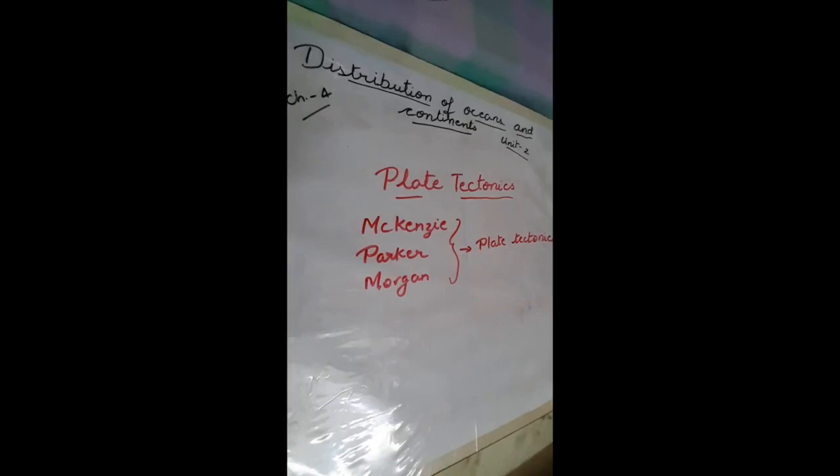Now, what are tectonics? A tectonic plate is a massive irregularly shaped slab of solid rock.